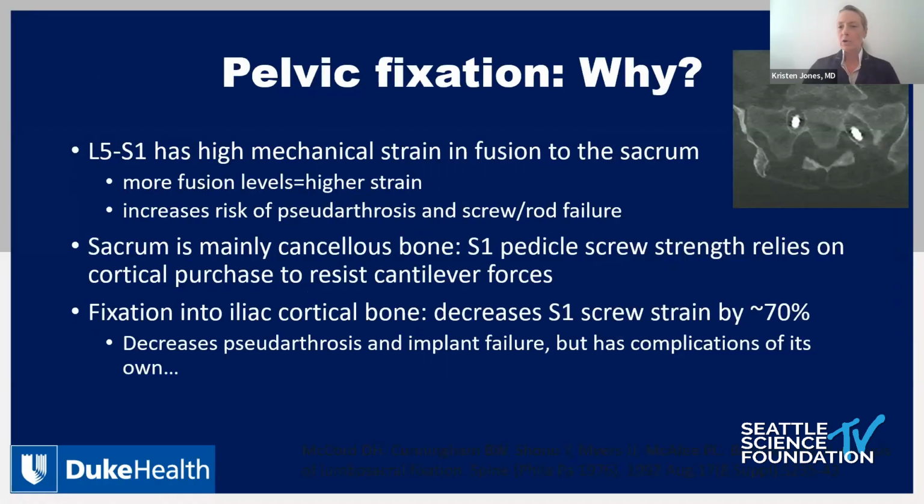So, of course, as we all know, L5S1 has a high amount of mechanical strain. The sacrum is mainly cancellous bone. And if we use iliac cortical bone, we decrease our S1 screw strain. So that's great. And one of the things that we don't know a lot about is what is the actual effect on the sacroiliac joint of having screws in the sacrum connected to screws in the ilium and not fixation across the SI joint itself.